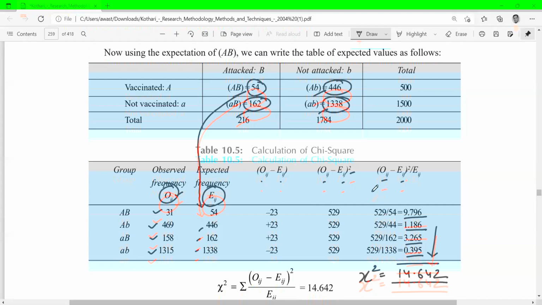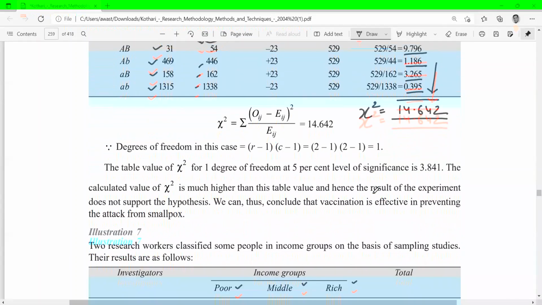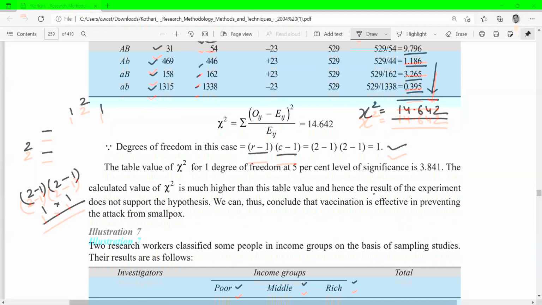Now we are going to compare it with the critical value. How will we find the critical value? For degrees of freedom, because it is a case of attributes, we have values row-wise and column-wise. The number of attributes in the row is 2, and in the column 2. So degrees of freedom is row minus 1 into column minus 1, that is 2 minus 1 into 2 minus 1, which is 1 into 1, which is 1. This is the degrees of freedom.